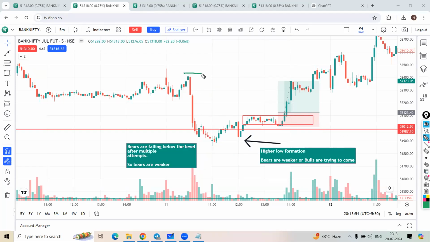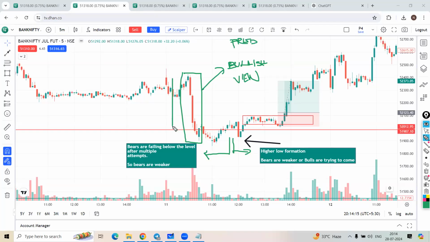The fear after this fall, the fear of creating a bullish view, will come only when we are not getting clues from the chart, when we are predicting. Predicting in such a way, sir, that if the market has fallen so far down, it will not reverse. This will not happen. That will not happen.